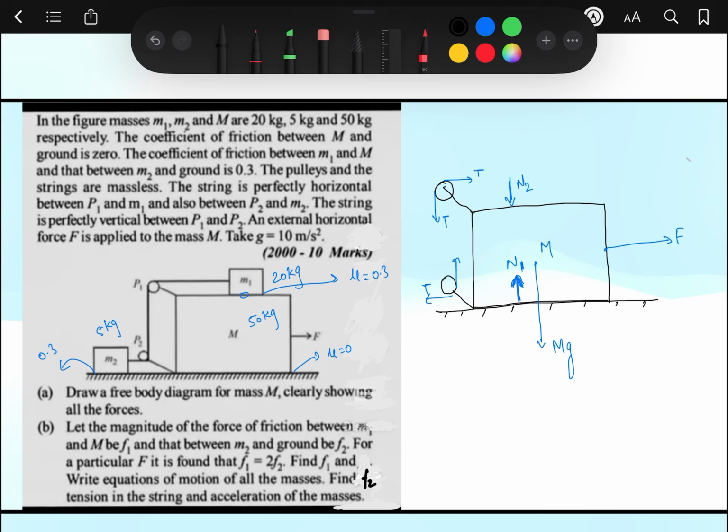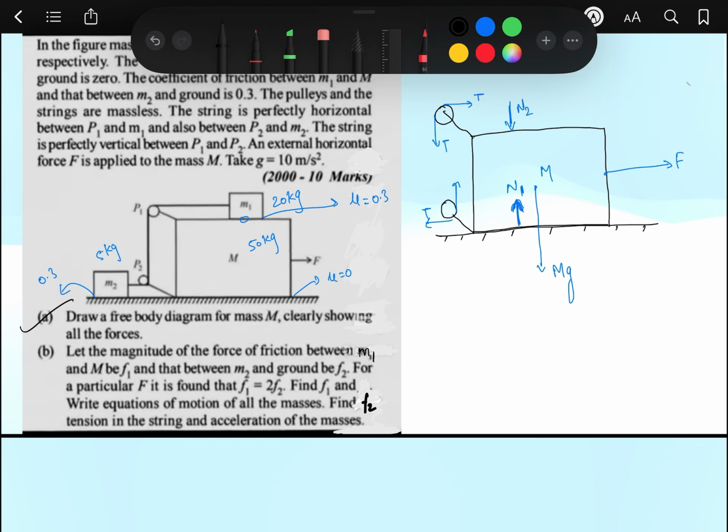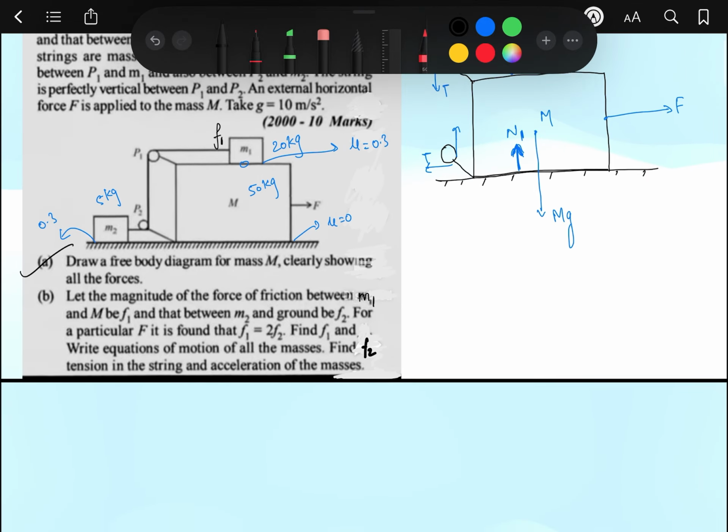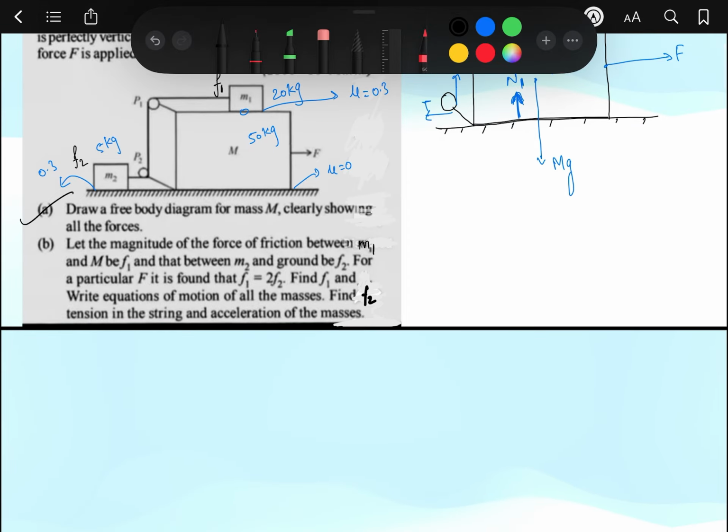Now coming to the second part of this question, we have done our first part here. The second part we have to think about. Let the magnitude of the force of friction between this M1 and the capital M be F1. So here is the friction force F1, let me suppose, and that of M2 and the ground be F2. So here is the friction force F2. Okay, for the particular value of F, it is given that F1 is equal to twice of F2. So it is the situation given in the question that F1 is twice of F2.